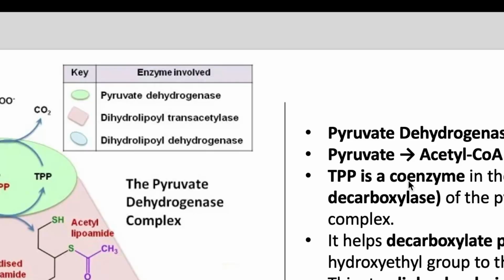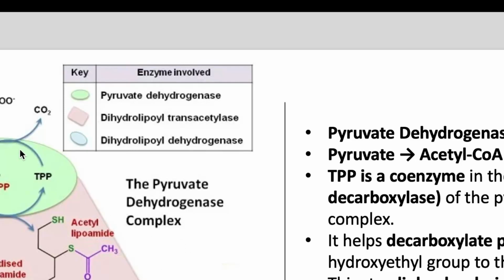TPP is a coenzyme in the E1 component of the pyruvate dehydrogenase complex. So this is a big enzyme complex, pyruvate dehydrogenase. TPP, the thiamine pyrophosphate, is a coenzyme in the E1 component. So we have various components of this enzyme. This is the whole enzyme complex. It helps decarboxylate pyruvate and transfers the hydroxyethyl group to the lipoamide cofactor.